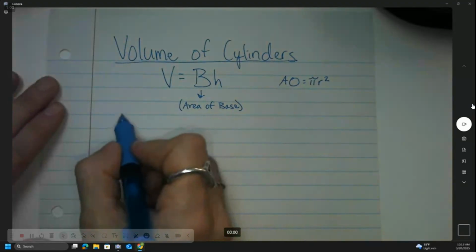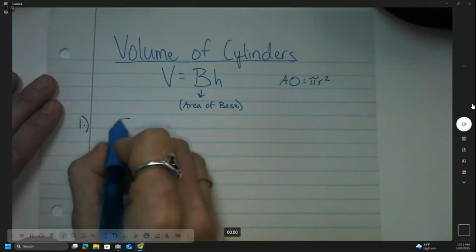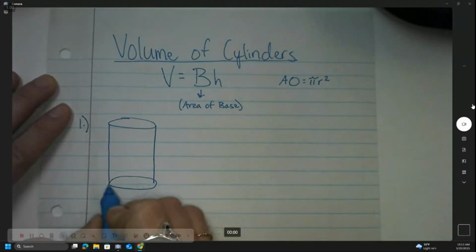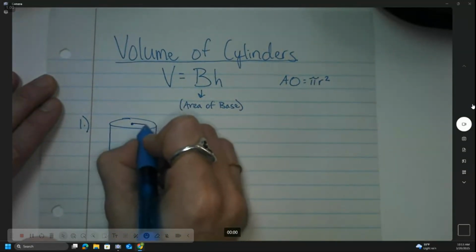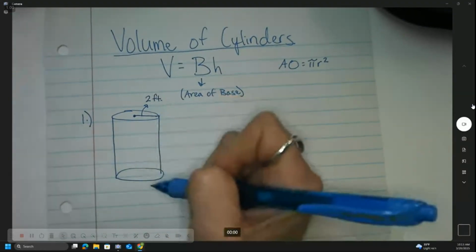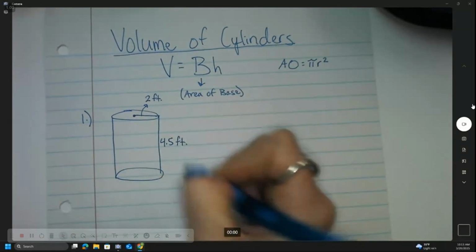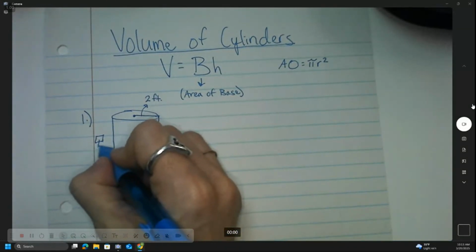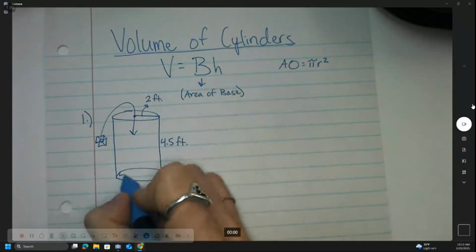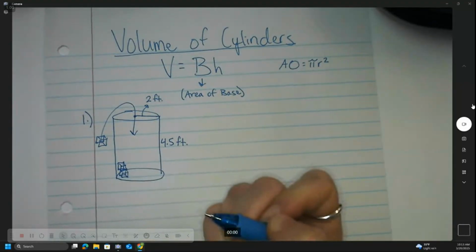So I'm going to go ahead and draw number 1. It's going to be a cylinder. Draw it the best you can, just like Miss Chiano. I'm going to give you the radius. The radius of that base is 2 feet, and the height of that whole cylinder is 4.5 feet. Again, you want to know how many perfect cubes fit on the inside of that cylinder, how many will fit inside when we stack them.